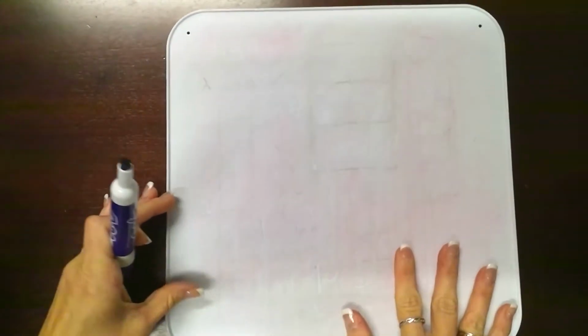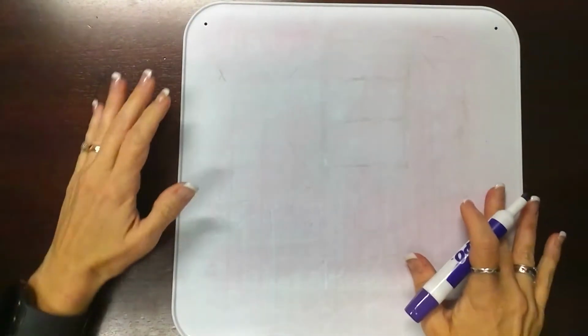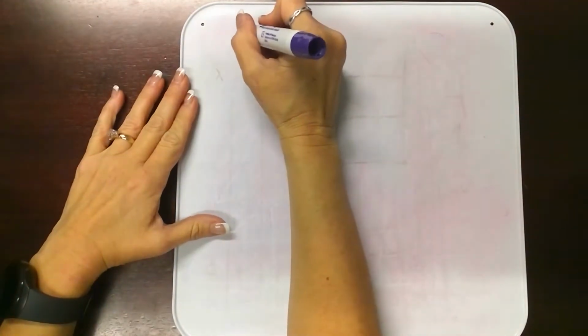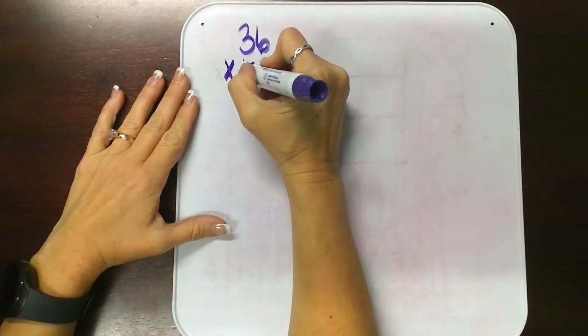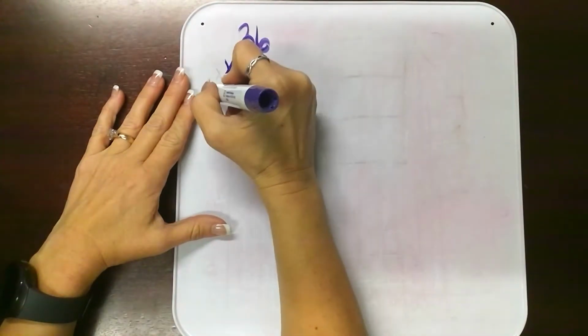Then we're going to link it to the standard, or let's do a 2 by 2. We're going to continue with this one. So let's say I have 36 times 53. Okay.